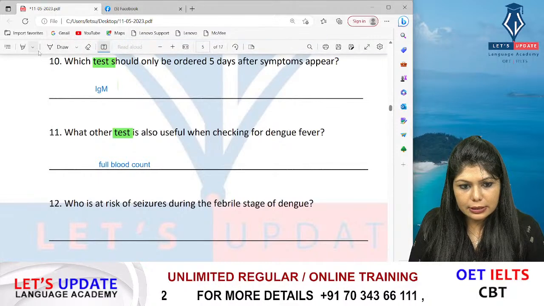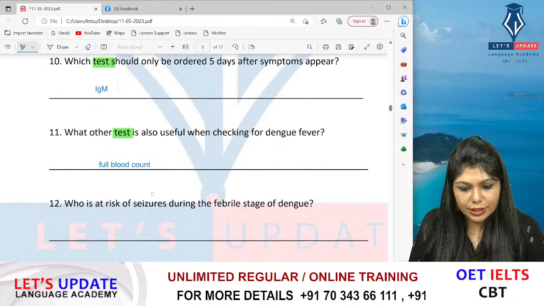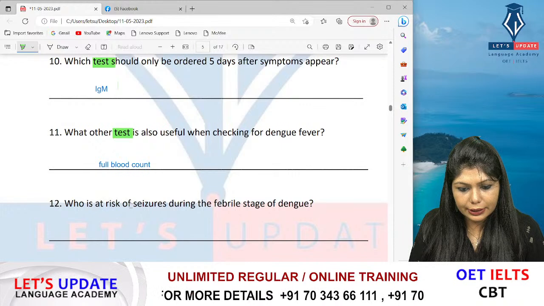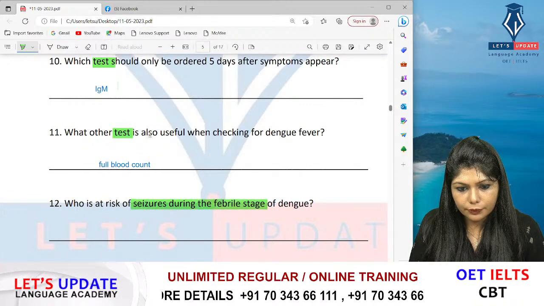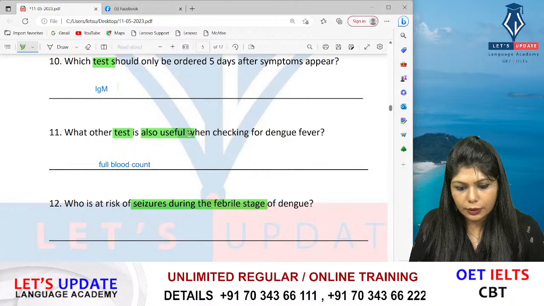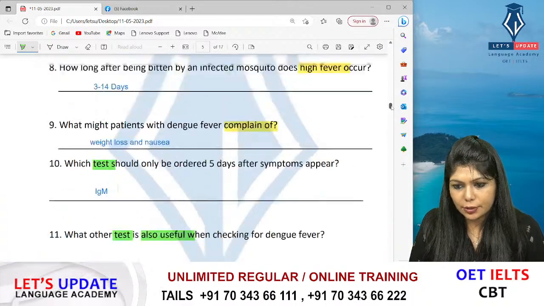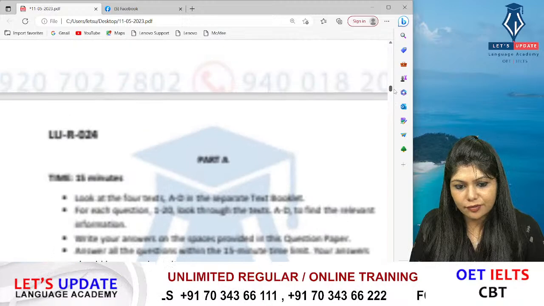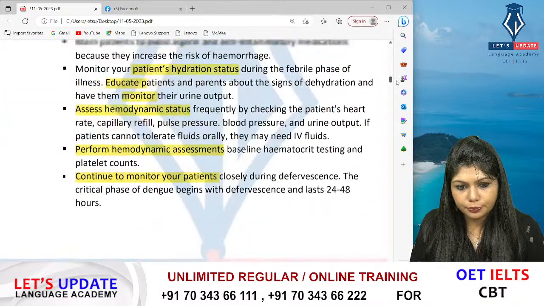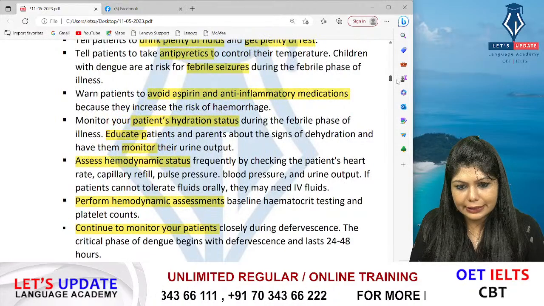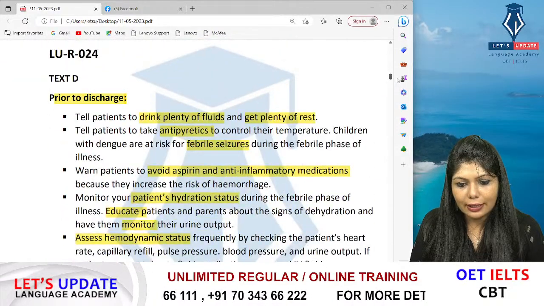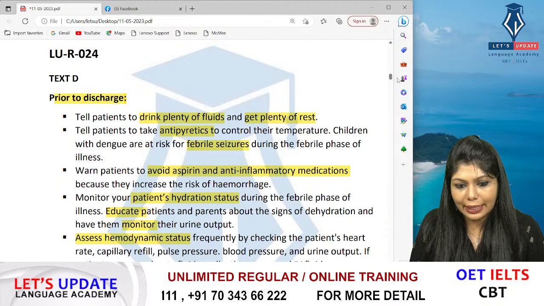Okay, I'll just highlight the part of the question also which we think is important. Seizures during the febrile stage. Okay, we'll just move and try to locate this information. Yes, we have already highlighted this information when we read the text.